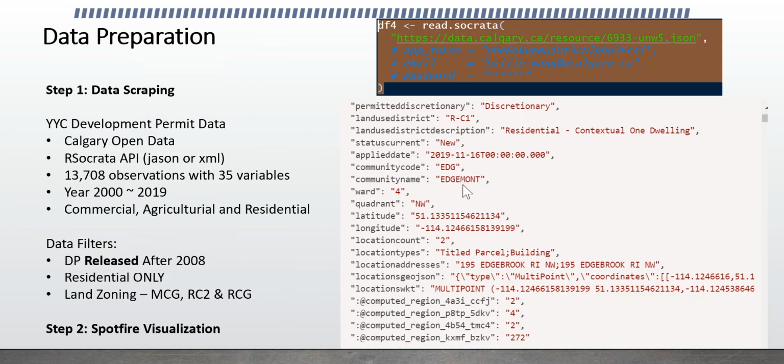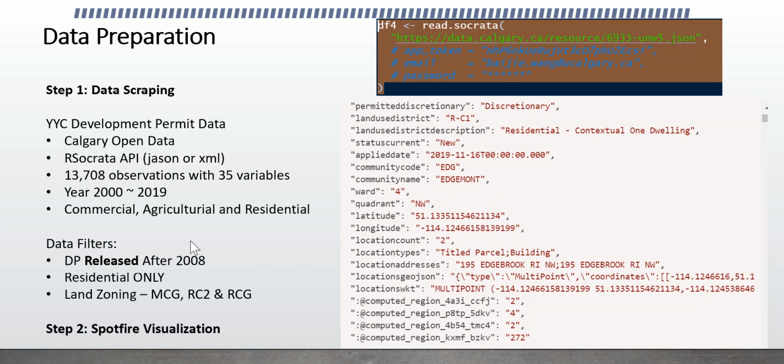In my first video, I already showed you the data from the City of Calgary open data set, and this is the R code to scrape the data. There are over 100,000 data records, and each record looks something like this. It shows the zoning code, RC1, RC2, whether it's residential or commercial, the date, the community, the longitude, latitude, and so on.